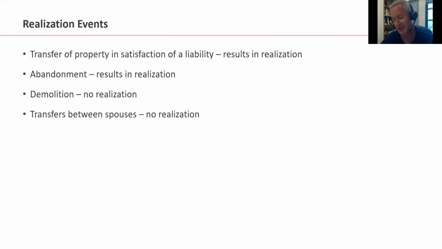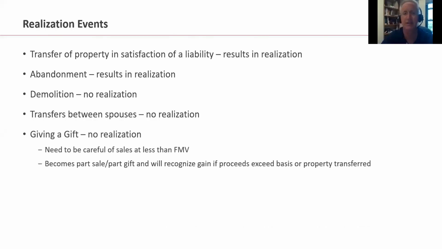Transfers between spouses. I could try to sell something to my wife. I can't sell her anything. So as a result, there's no realization. It doesn't matter. Transfers between spouses are not realization events. And there's no realization if I give a gift. But I need to be a little bit careful. If I sell something at less than fair market value, that doesn't necessarily mean that it's a lower amount realized. It could be that there's a gift that's part of that. Again, that's a little bit beyond the scope of this course, but giving a gift is clearly not a realization event.